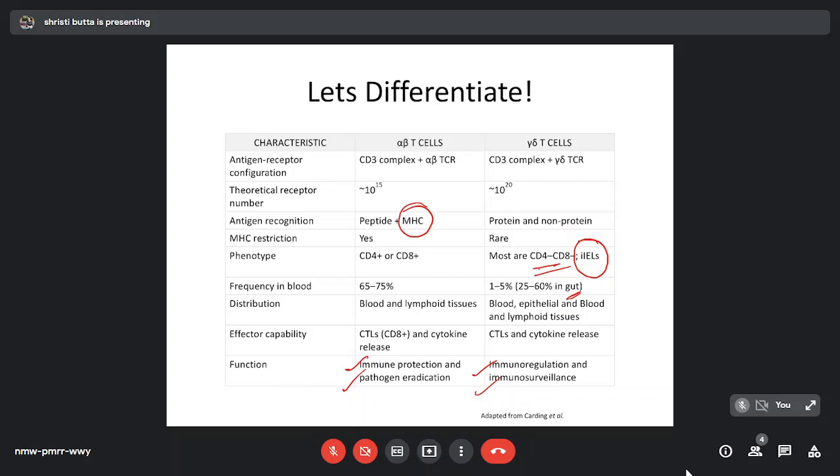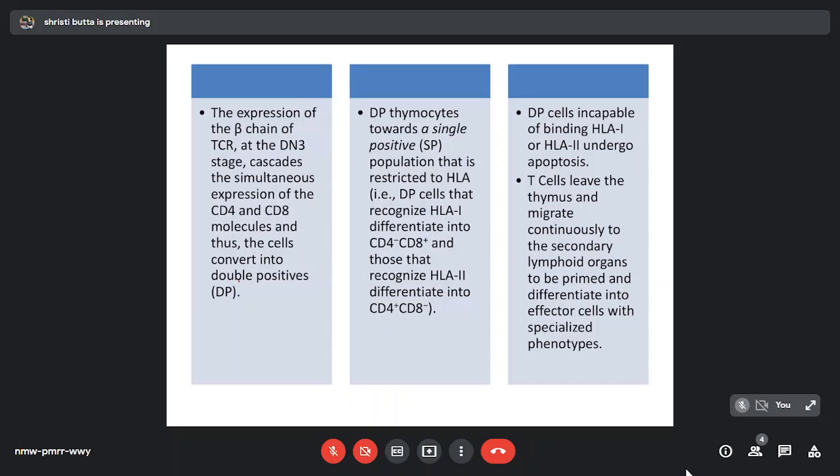The expression of the beta chain of the T cell receptor at the DN3 stage, remember the DN3 stage, there the alpha beta T cell receptor is changing, and we also have the gamma delta T cell receptors there. The DN3 cascade then simultaneously allows for the expression of CD4 and CD8 cells. So that results in the double positive progenitor development. On the other hand, the double positive thymocytes further differentiate into the single positive thymocytes. These single positive progenitors are either CD8 positive or CD4 positive. That is, they either respond to HLA class 1 or HLA class 2.